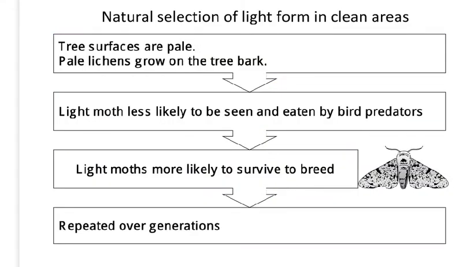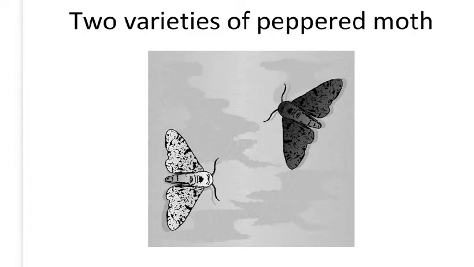However, in the countryside, where it is much less polluted, the tree surfaces are pale due to pale lichens growing on the tree bark. This means that the lighter coloured moths are less likely to be seen and eaten by predators in these areas. So the light moths are the ones that are more likely to survive and breed and pass on this trait over generations until most of the moths in countryside areas are pale. This has resulted in the two varieties of peppered moths that we see in Britain today.